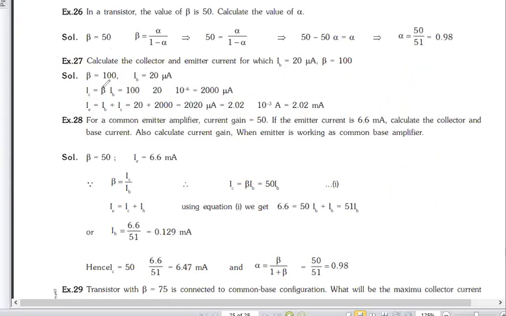Now, question number 28. Again, current gain is given. When we talk about current gain in common emitter, it is beta. Beta is 50, given, right? The emitter current, this is IE, is given. Now, if IE is given and beta is given, can you calculate IC? Because if beta is given, you can calculate alpha, yes or no? Tell me. If beta is given, you can calculate alpha, right? And then you can calculate IC and you can calculate IB. Okay, got it?